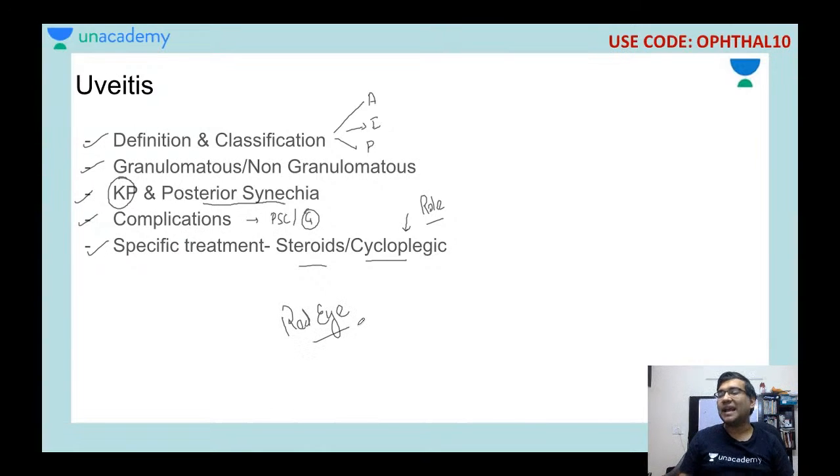Black eye. Black eye is basically raccoon eyes, I tell you. Raccoon eyes are there when you are having a trauma or, more commonly, an anterior cranial fossa fracture. Then you can get a black eye.